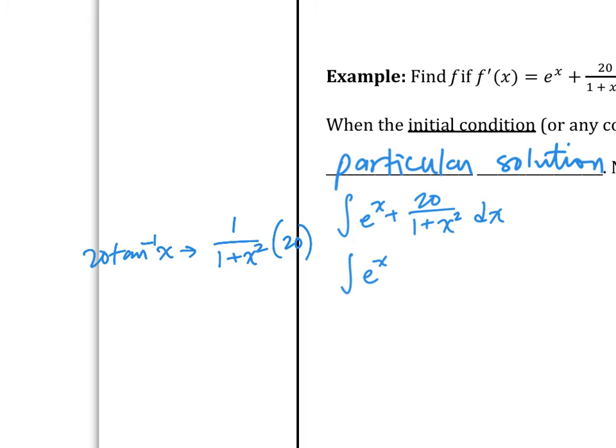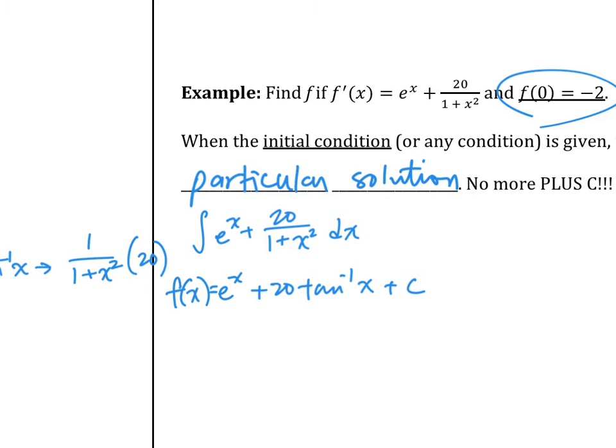So the antiderivative is actually e to the x plus 20 inverse tangent x plus c. That should have been the function. However, it tells you that you need to make this function so that when I plug in 0, you should get negative 2. So I'm going to evaluate this. And this should equal negative 2. So then the only variable you're solving for is c.